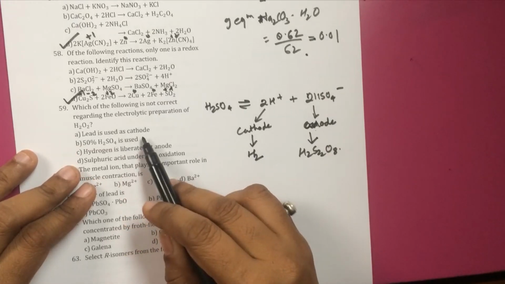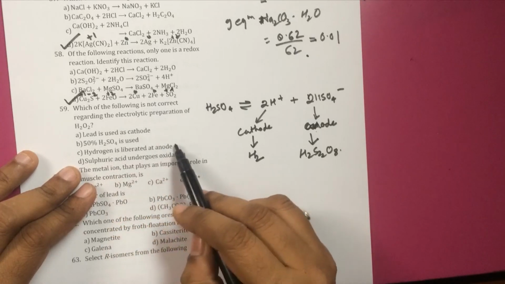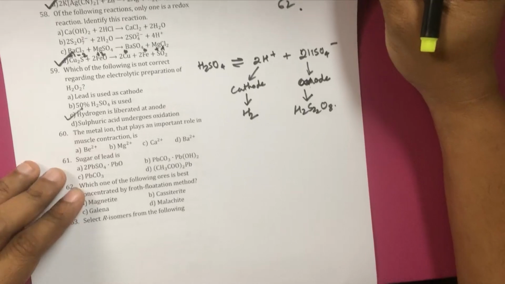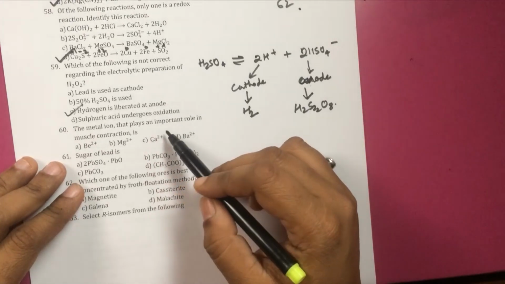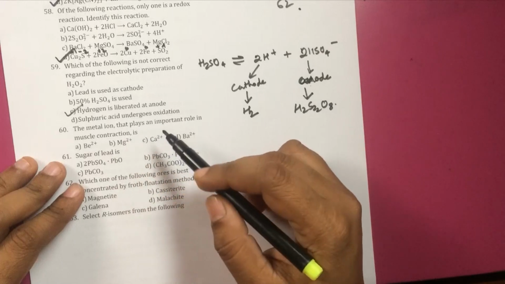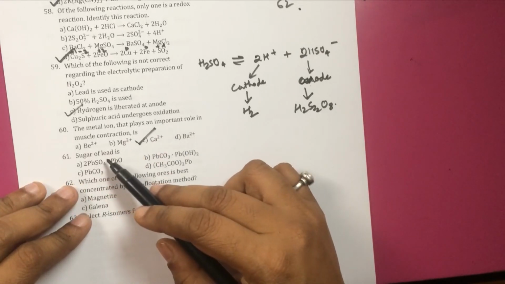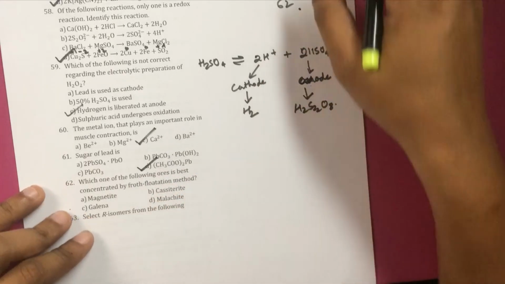So lead is used as a cathode, correct. 50% of H2SO4 is used. Hydrogen is liberated at anode. This is wrong because hydrogen is liberated at the cathode surface. Question number 60. The metal ion that plays an important role in muscle contraction. In muscle contraction, calcium 2+ is used. Sugar of lead is lead acetate, therefore option D.